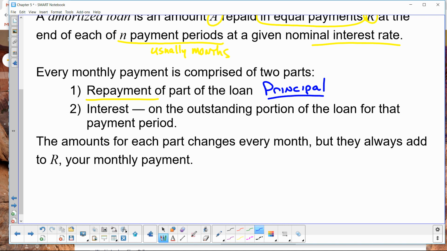And then the second part of your payment is interest. Now keep in mind the monthly payment stays the same. So the amounts for each of these change every month, but they always add up to R, your monthly payment. It's always the same amount per month for a given time period.